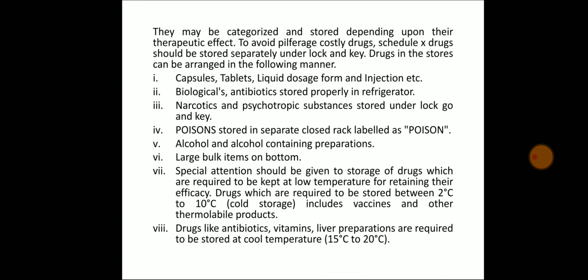Number 3, narcotics and cytotoxic substances, stored under lock and key. Number 4, poisons, stored in a separate locked rack labeled as poison. Number 5, alcohol and alcohol containing preparations. Large items on the bottom.